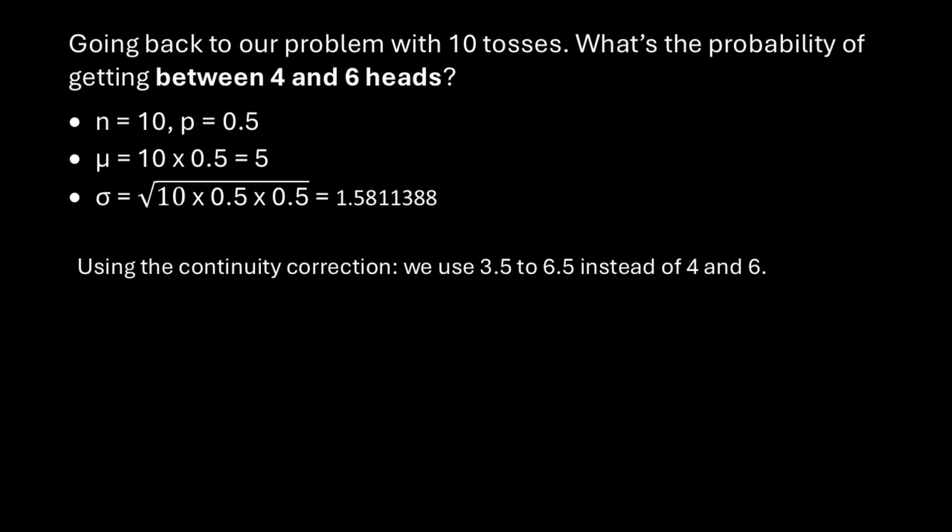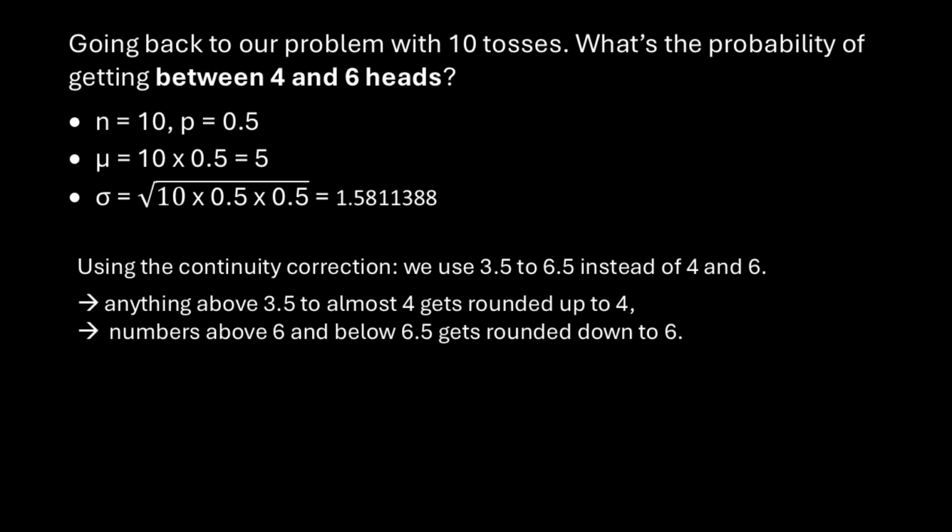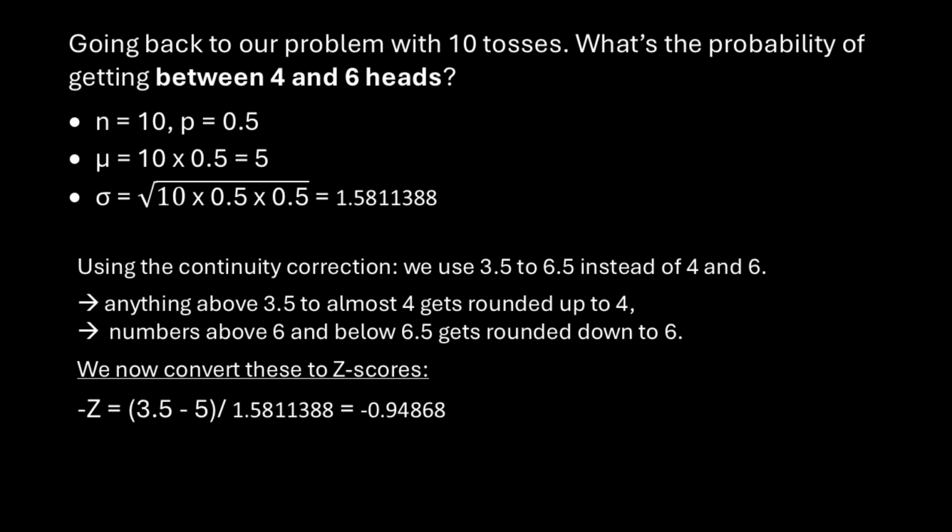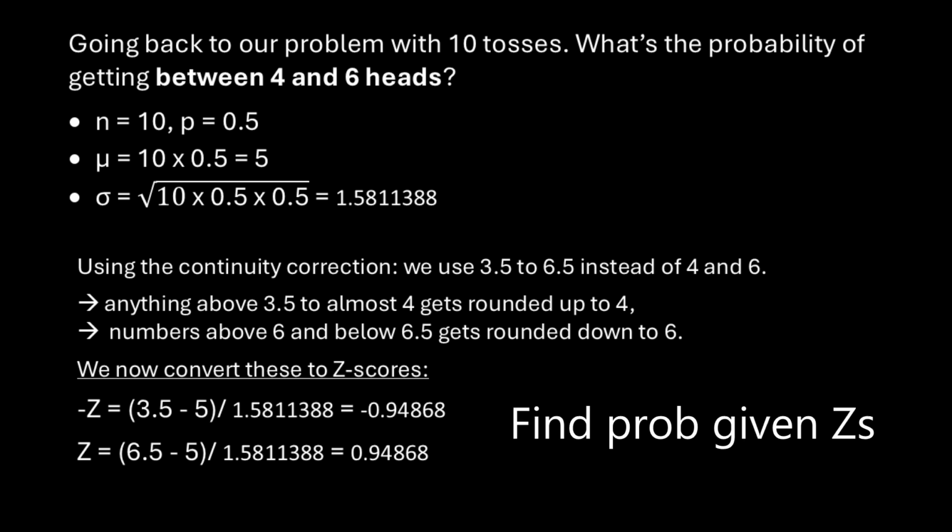That's because anything above 3.5 to almost 4 gets rounded up to 4, while numbers above 6 and below 6.5 gets rounded down to 6. We now convert these to z-scores, and we have negative z is equal to negative 0.94868, and positive z is equal to 0.94868. Then we check the standard normal table for z, or we'll just use Excel.